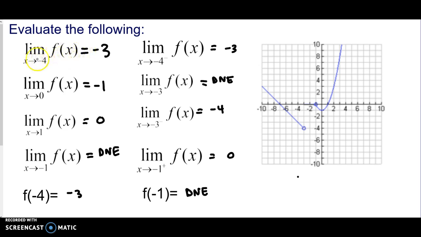It says the limit of f of x as x approaches -4. So I'm looking where x is -4, and I notice that coming from the left-hand side and from the right-hand side they both approach -3. So therefore, the limit as x approaches -4 is -3. Now looking at 0 here, it is approaching the same value coming from the left and the right. That approaches -1. The limit as x approaches -3. Now here's -3. But notice that the left-hand limit and the right-hand limit don't approach the same value, so that does not exist.